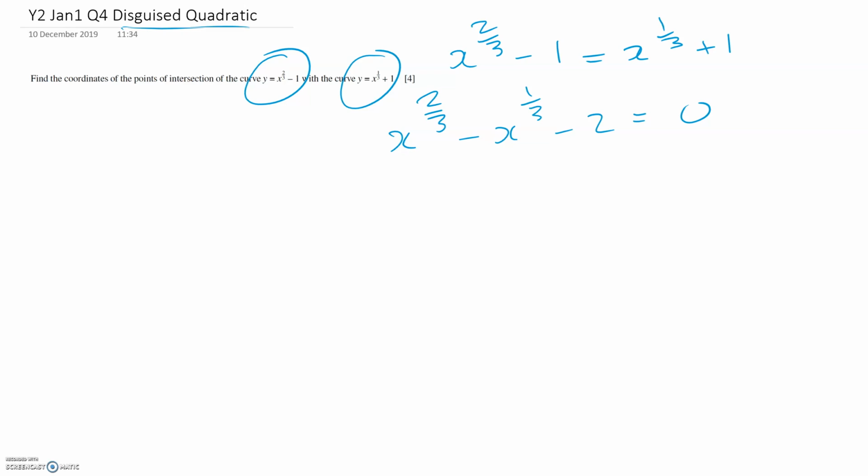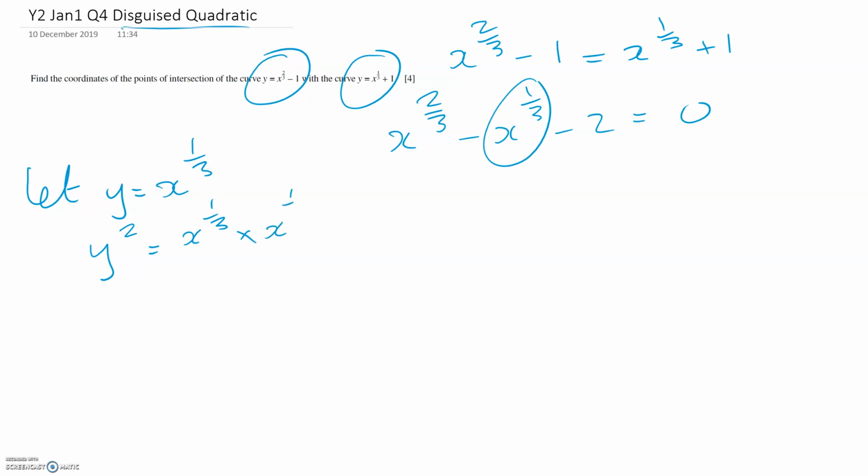And now the title kind of gives this away, but this looks like a quadratic in disguise. So if we let y equal the middle term here, which is x to the 1/3, then y squared will be x to the 1/3 times x to the 1/3, which is x to the power of 2/3 when you add the 2/3 together. So that's good news, because now this is y squared minus y minus 2 equals 0.